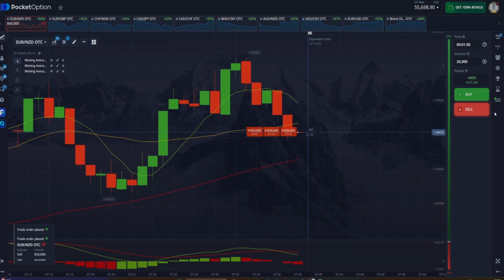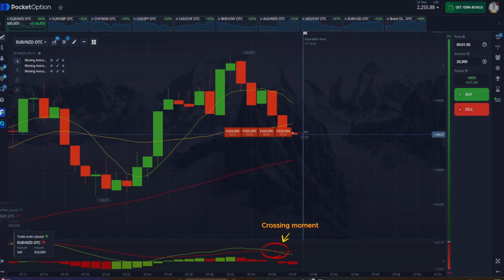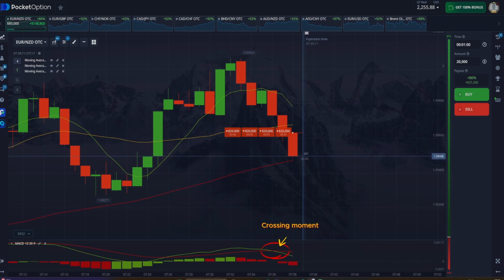I entered a sell trade because the MACD indicator just gave a bearish crossover signal. The green line crossed below the red line, which indicates that bullish momentum has weakened and sellers are now in control of the market. This type of signal often marks the start of a new downtrend or the continuation of an existing bearish move. With the crossover pointing downward, the probability of the price dropping further is much stronger than reversing upward. Now let's see the result.